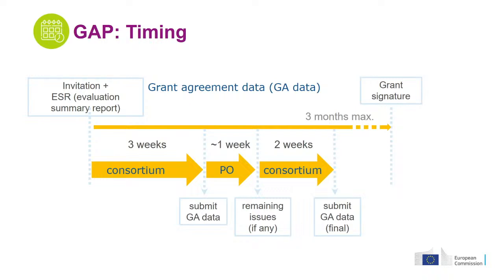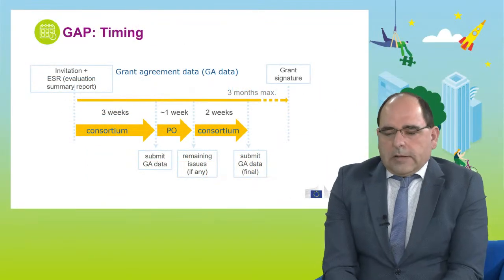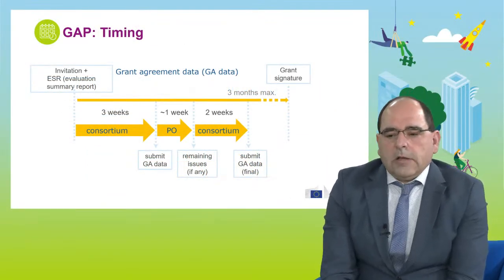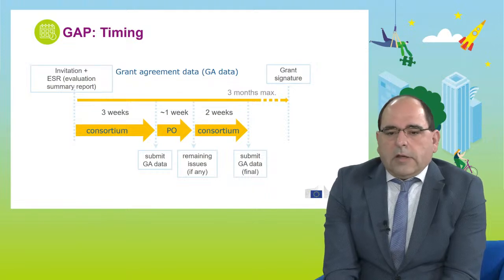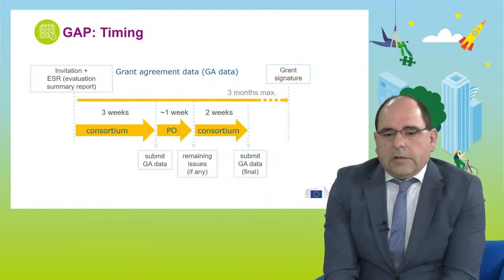In 3 weeks you should have completed the first round. You can already submit for evaluation to the project officer. Normally the project officer should reply within 1 week and tell you what is missing and what should be corrected. And then with one or two more exchanges, a small ping pong, normally for the vast majority of cases the grant agreement data are already completed, and can be submitted for the final approval and signature of the grant.